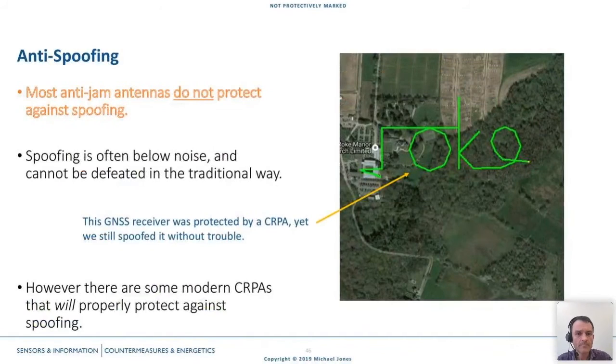So that's anti-jam. Let's just talk briefly about anti-spoofing.